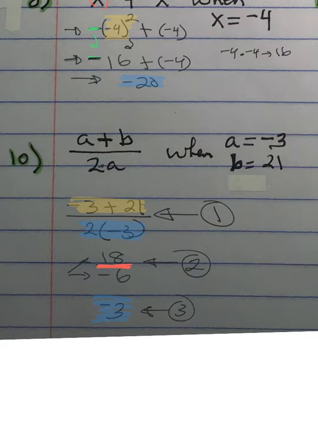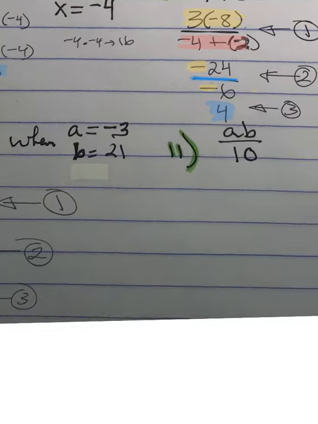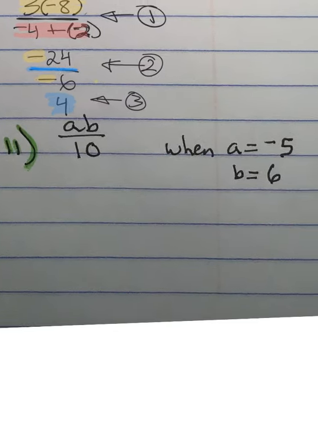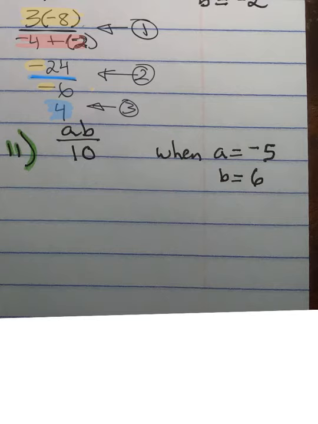Right, let's look at the next one. I think this is the last one. Number 11. Once again, the first line should just be the substitution step. So we have -5 is being multiplied, because this means multiplication. So I used a parentheses to show multiplication. So -5 times 6 divided by 10. So that should be everybody's first line.